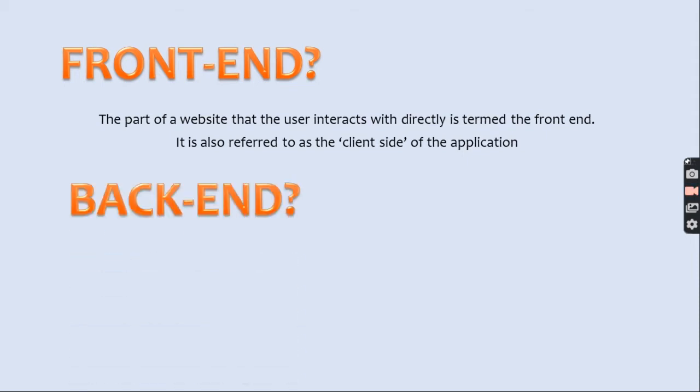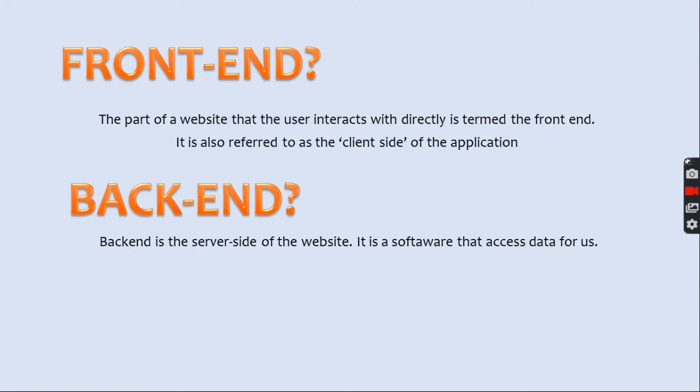The next is back end. It is also known as the content management system. Back end is software that delivers accessible information that the user requires to the application. This refers to the server side of the website. And the third one is the database. This is for storing the data in an organized way for easy access.